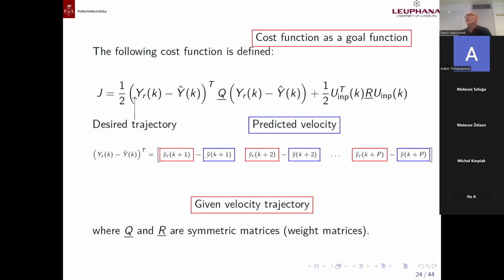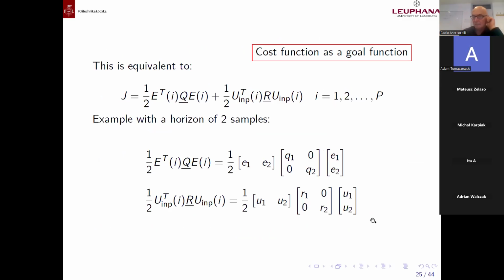We try to renounce a little bit of the precision in order not to break down the system. If U is not sufficient, of course, the goal will not be totally reached. But anyway, the motor is saved. Yeah, here we see, as I told you last time, the error. Q and R are symmetric matrices, weight matrices.